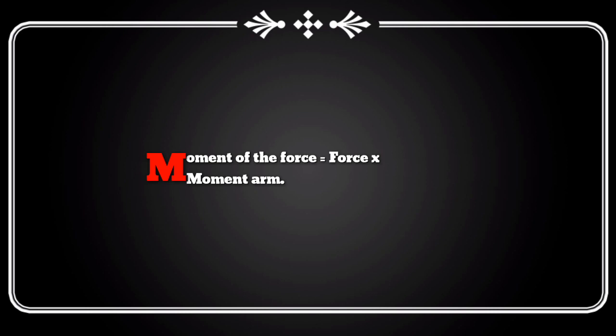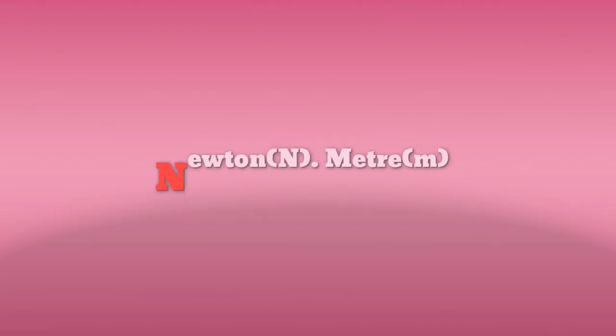As we all know, a pair of equal and opposite parallel forces acting at two different points on a body is known as a couple, and the turning effect thus produced is known as the moment of couple. So the force and moment arm are an important part of producing the moment of a force. The unit of force is Newton and the unit of distance is meter. So the combined unit of moment of force is Newton meter.